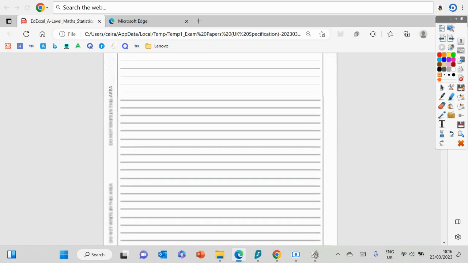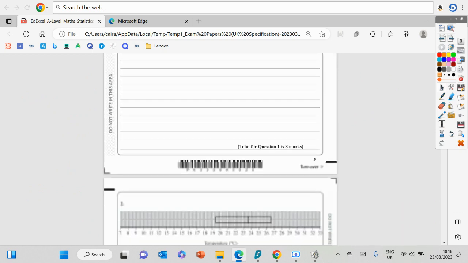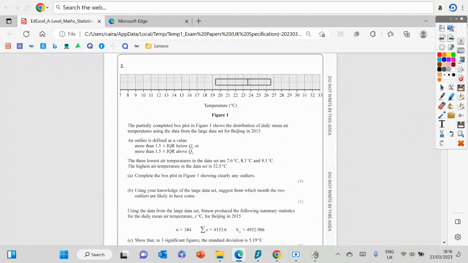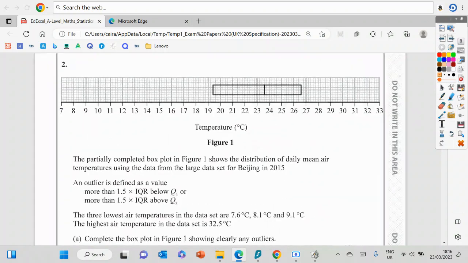Question 2. Okay, question number 2. Ugh, I hate box plots so much. Complete the box plot in figure 1 showing clearly any outliers. Right, let's zoom in a bit more so we can mark these on. So the first one is 7.6. Now 7.6 is all the way over here, about there. And then we've got 8.1, so just after it there.